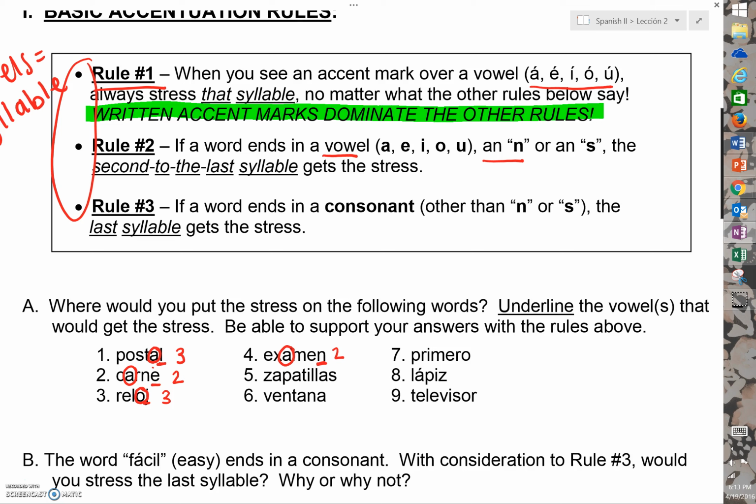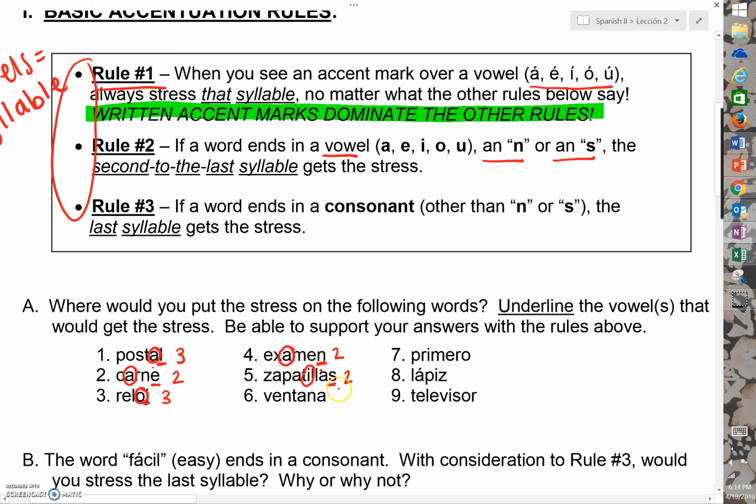Zapatillas. Zapatillas ends in an S. According to rule number 2, if a word ends in a vowel, N or S, the second to the last syllable gets the stress. So this A is our last syllable. We'll count one more back and we get that I. Because rule number 2 tells us if a word ends in a vowel, N or S, the second to the last syllable gets the stress.